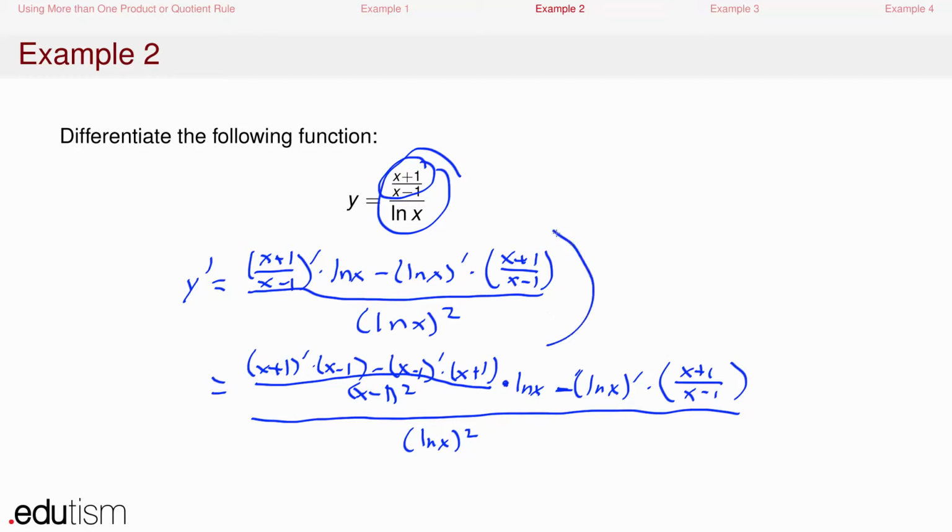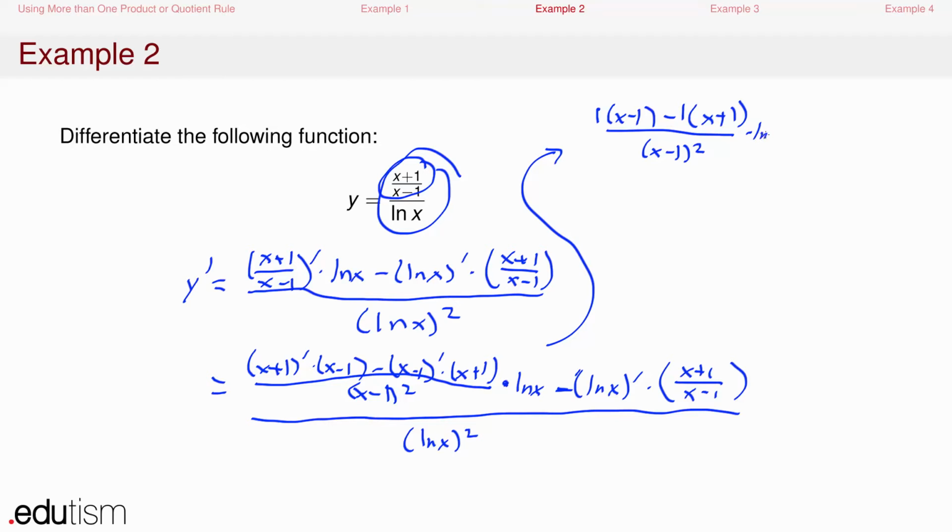So now, just do one more step and take the individual derivatives. The derivative of x plus 1 is 1. Multiply that by x minus 1. The derivative of x minus 1 is 1. Multiply that by x plus 1. This whole thing is divided by x minus 1 squared.